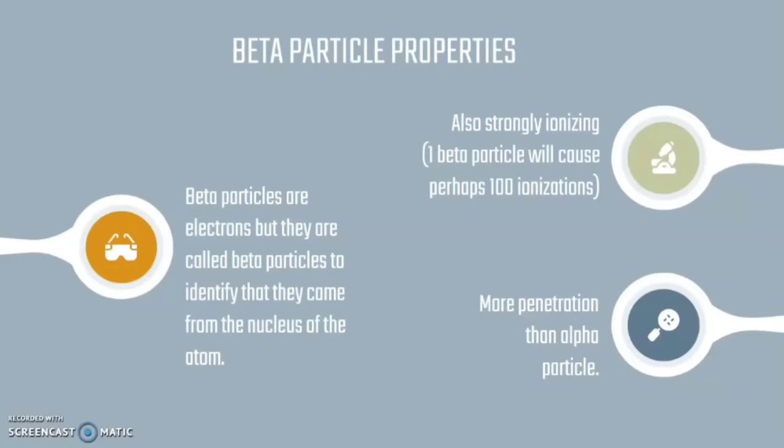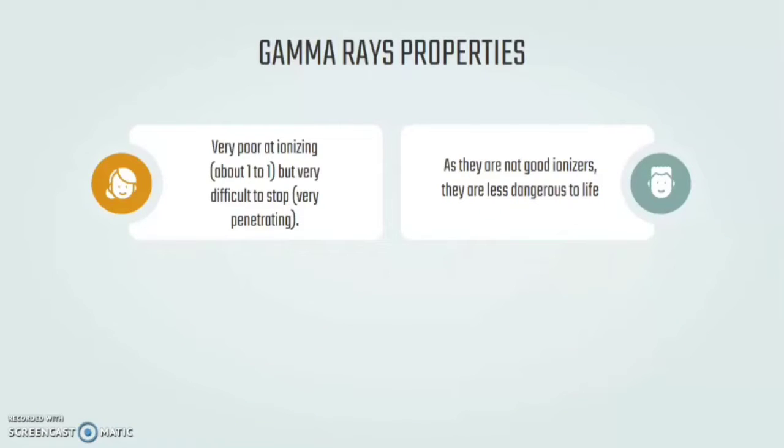Next are beta particle properties. Beta particles are actually electrons, but they are called beta particles to identify that they came from the nucleus of the atom. Beta particles are also strongly ionizing, where one beta particle will cause perhaps 100 ionizations. Beta particles are more penetrating than alpha particles. And last but not least are gamma ray properties. Gamma rays are very poor at ionizing, but they are very difficult to stop. But as they are not good ionizers, they are less dangerous to life.